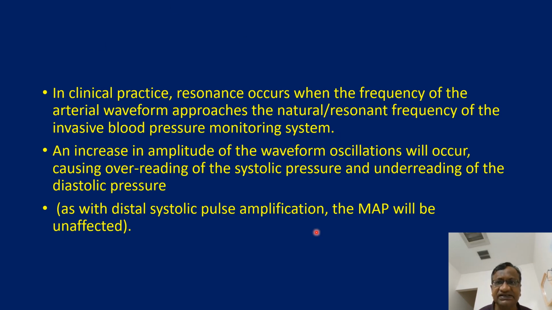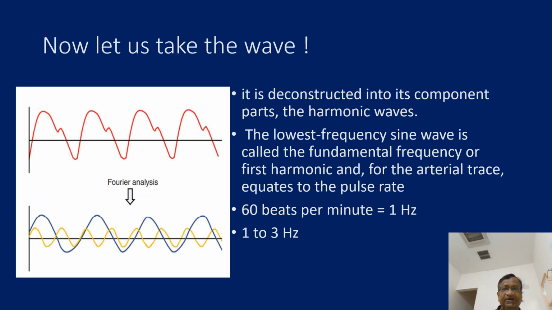In clinical practice, resonance occurs when the frequency of the arterial waveform approaches the natural frequency of the system. Now your invasive monitoring system, like IV fluids, all these things have a natural resonant frequency. That frequency should not be equal to the radial artery frequency. If that happens, the amplitude is high. Okay, that is one problem. So we need to keep it away.